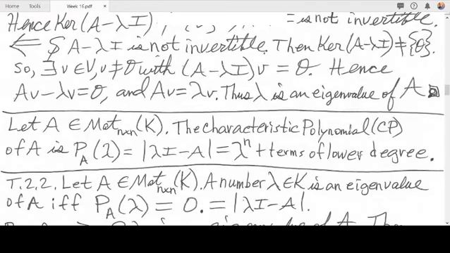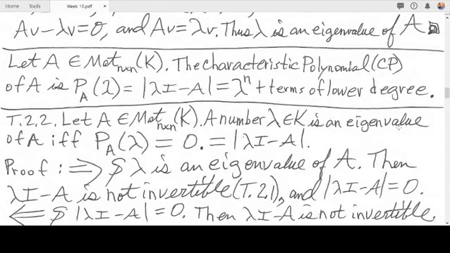So I will skip over that for the moment. Alright, now let A be a square matrix over scalar field K. The characteristic polynomial, CP for short, of A is the polynomial denoted by P sub A of lambda. P sub A of lambda is the determinant of lambda I minus A. You could also take determinant of A minus lambda I if you wish.